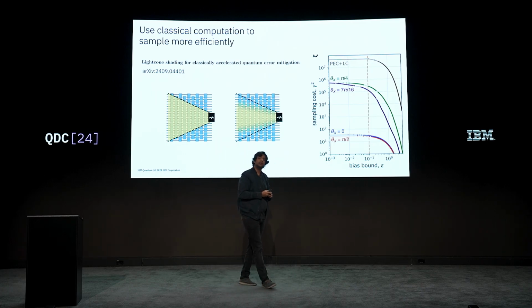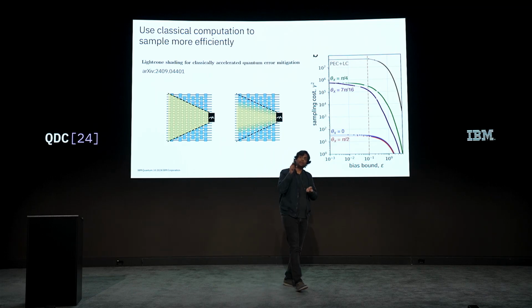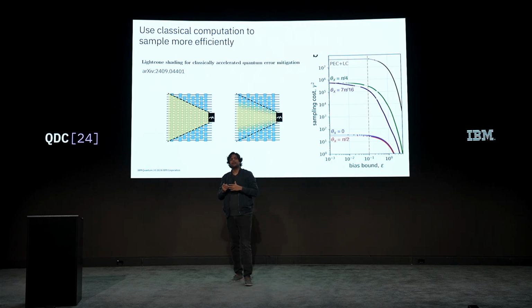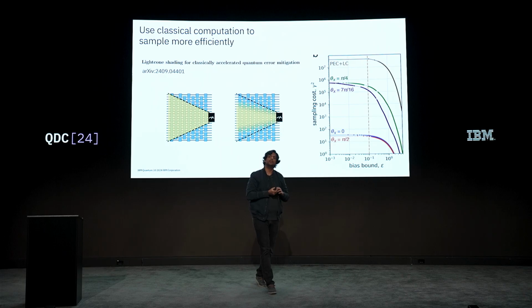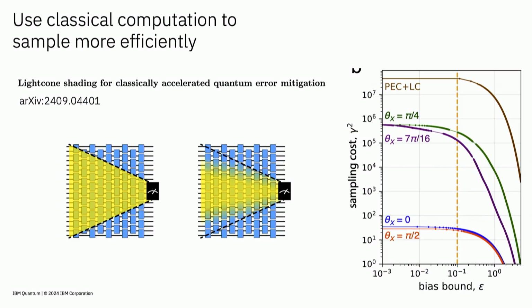Now one can further ask, even within that light cone, are there certain gates which don't have too much of an impact? Okay, and this we're going to call the shaded light cone. And now accordingly, depending on the impact of certain errors in certain parts of your circuit, you can choose where to sample more and effectively invert the noise and so on. And this you can do using classical HPC, right? And by doing that, you can reduce the sampling overhead by orders of magnitude. Okay, so this is going to be a very powerful technique.